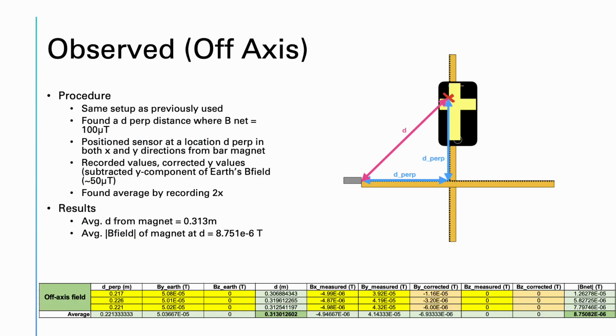I then used a similar procedure for the on-axis experiment but off-axis and found the dperp, which is the distance from the bar magnet where the net magnetic field is around 100 microteslas. I then positioned the sensor at a dperp location in X and Y direction from the bar magnet and recorded the X and Y values from the magnetometer app at the location. I then corrected the Y value by subtracting the Y component of the Earth magnetic field and did the entire procedure 3 times to find the average distance and the average magnetic field, which was determined to be 0.313 meters and 8.75 times 10 to the negative 6 teslas, respectively.